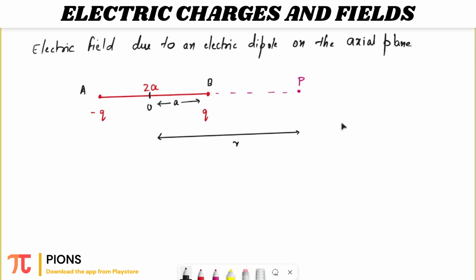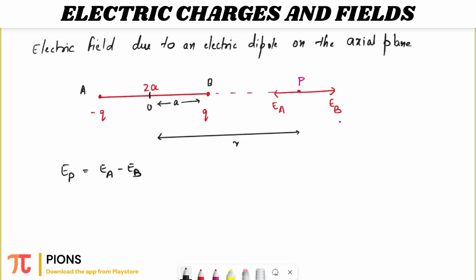As we have done in the previous numericals, let's first find the direction. The electric field at point P due to the charge placed at A will be towards the charge, so it will be EA. The electric field at point P due to the charge at B is radially outward, so it will be EB. The angle between EA and EB is 180 degrees, and if two vectors are aligned at 180 degrees, the resultant electric field at P will be EA minus EB.